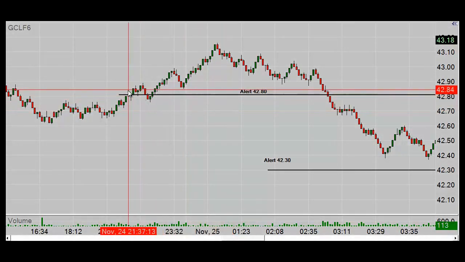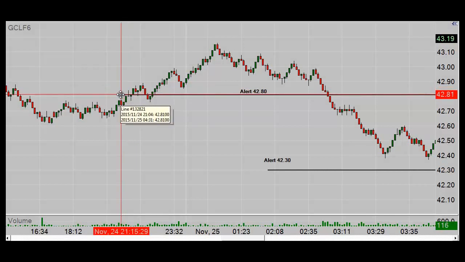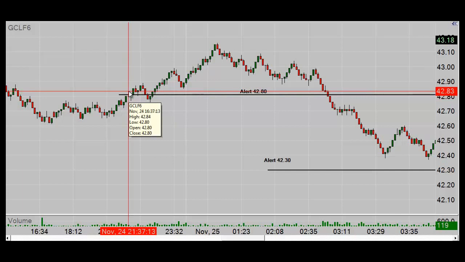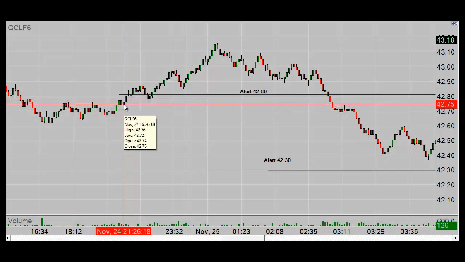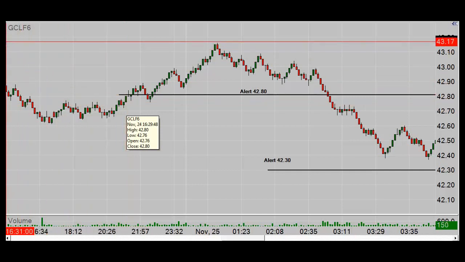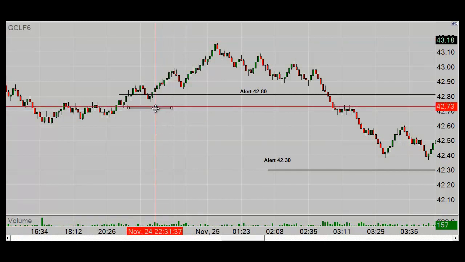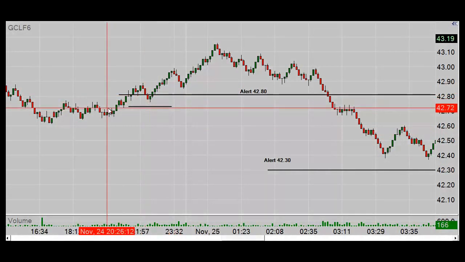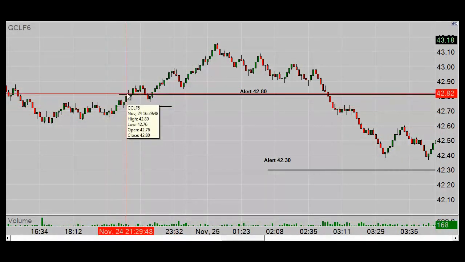Okay. So this first candle goes to 42.84. So from 81 to 84, that's 3 ticks. Now, we use an 8-tick hard stop, so our 8-tick hard stop is going to be down here at 42.72. Let me show you. No, I'm sorry. We bumped it to 81 minus 8. It's going to be 42.73. That's going to be the 8-tick hard stop. Okay? So we get a 3-tick move. That's not enough to move our stop to break even.